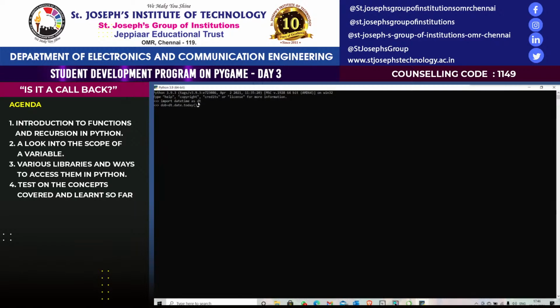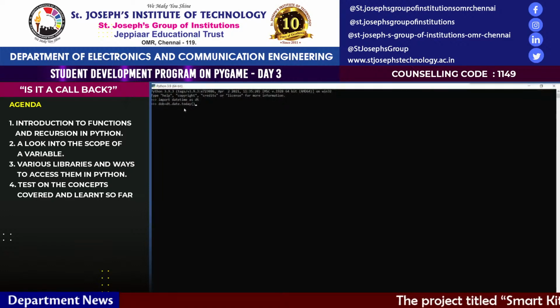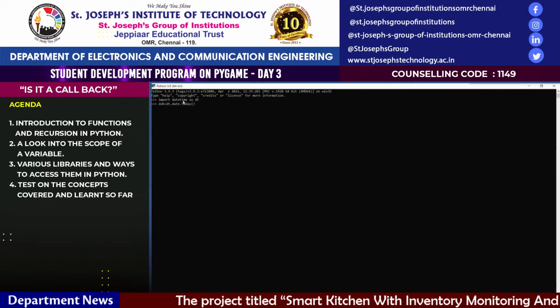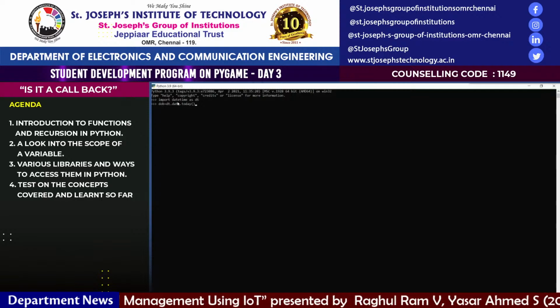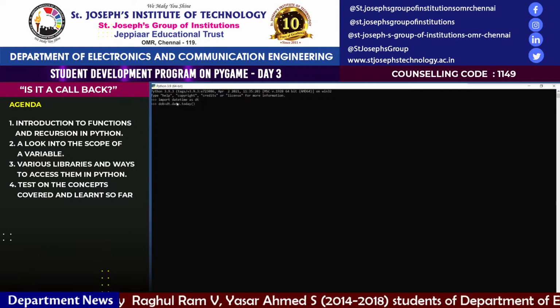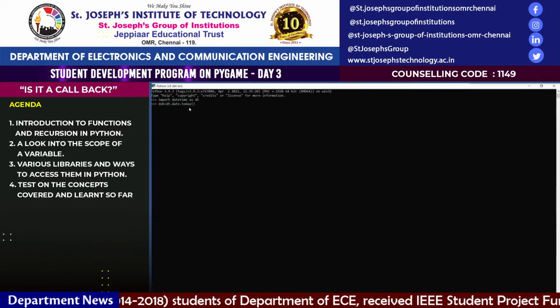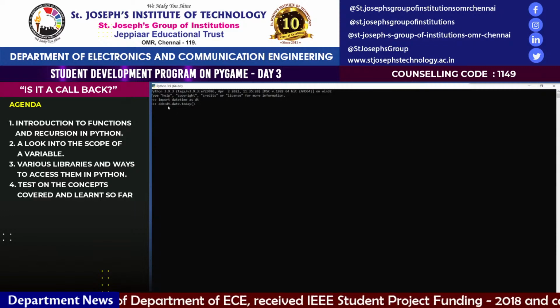So here we have imported the datetime module. The datetime module supplies classes for manipulating dates and time. Here we have imported the datetime module using the import datetime statement. So this is called a statement. Then we have used the today method, which is defined in the date class, to get the date object.